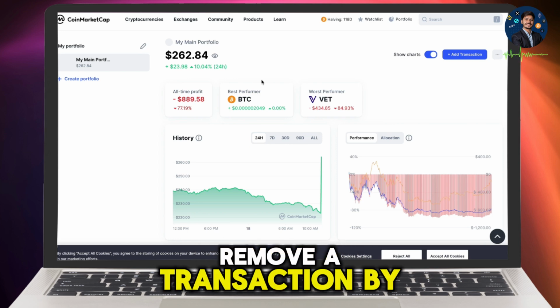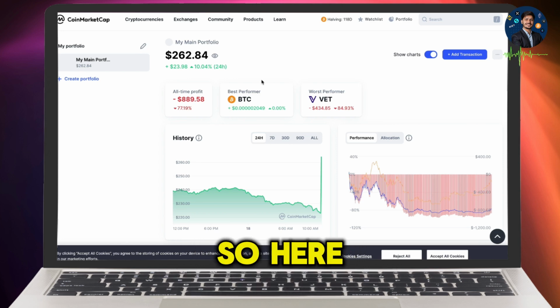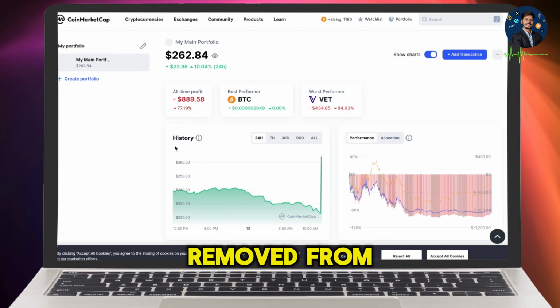Then you can also remove a transaction by tapping three dots, remove. So here, tap remove, and the item is removed from your portfolio view.